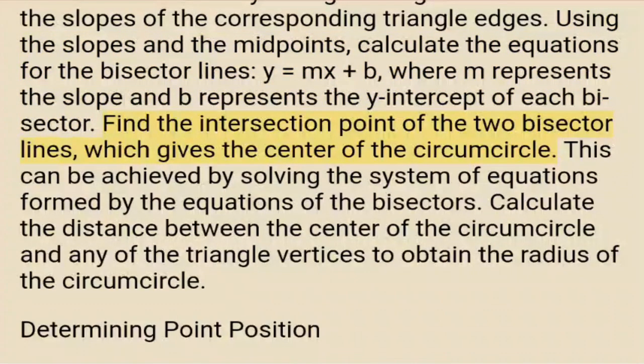Find the intersection point of the two bisector lines, which gives the center of the circumcircle. This can be achieved by solving the system of equations formed by the equations of the bisectors. Calculate the distance between the center of the circumcircle and any of the triangle vertices to obtain the radius of the circumcircle.